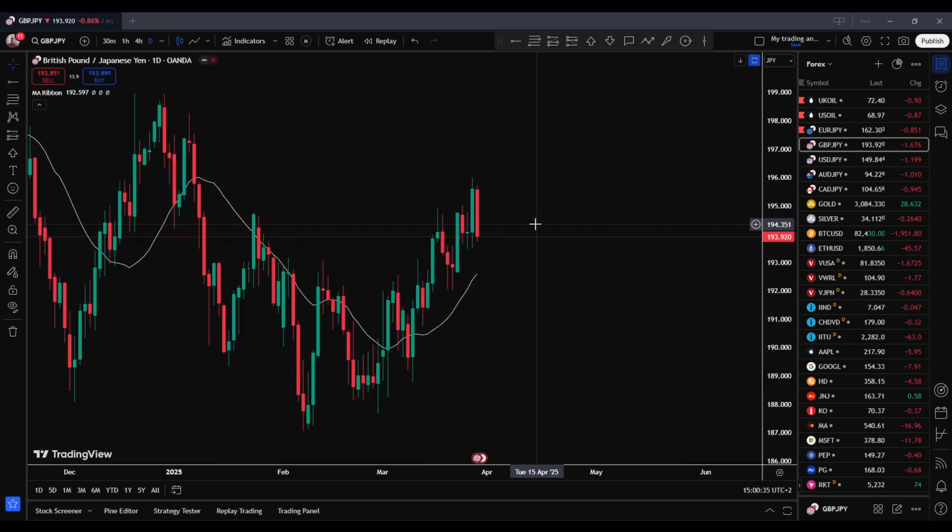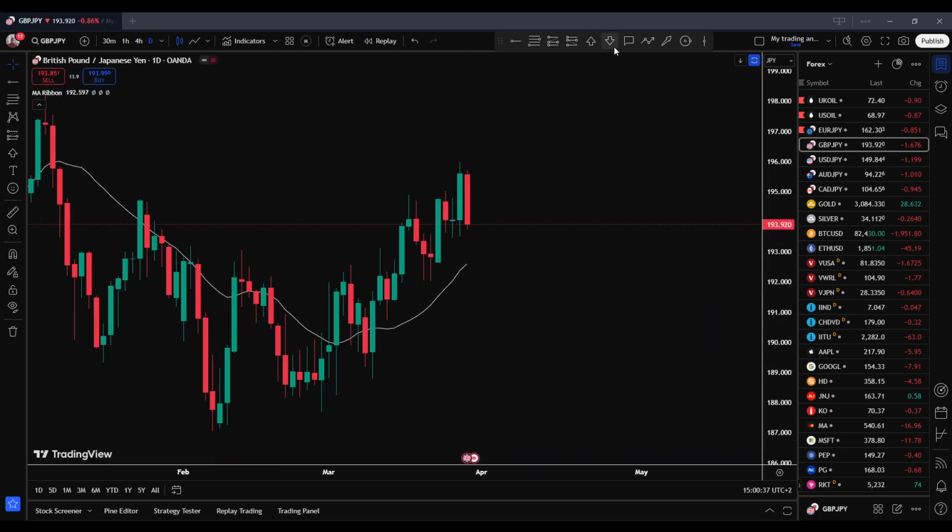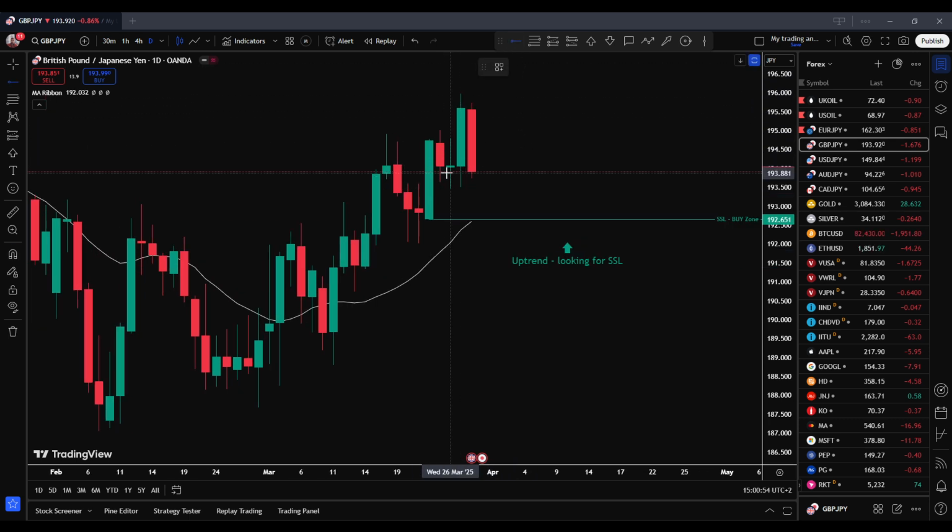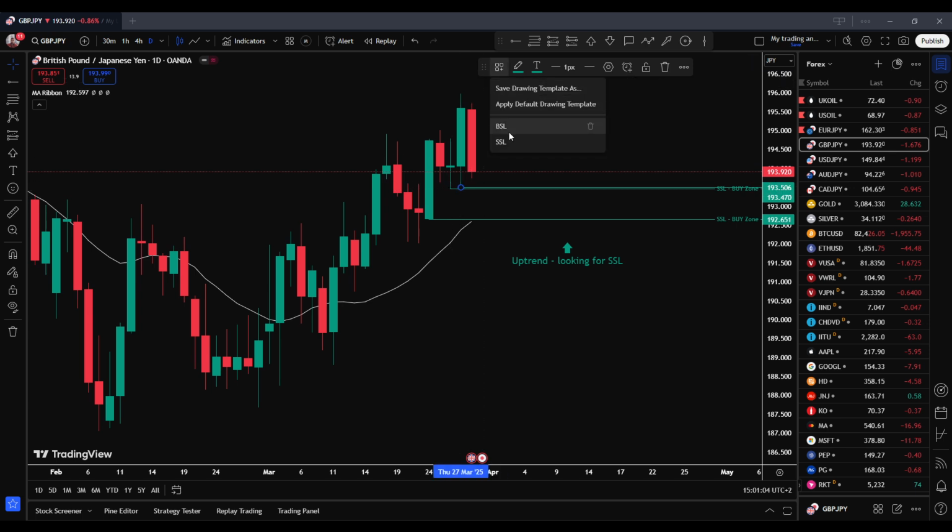GBPJPY, next pair. Again, we have the uptrend on the daily time frame, looking for sell side liquidity from the bullish daily bars. First one is this one from Monday. Next is this one from Wednesday, and the last one, very close to each other, is the liquidity from the Thursday daily bar.